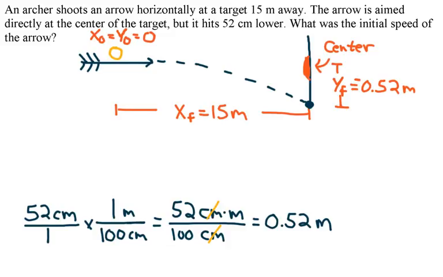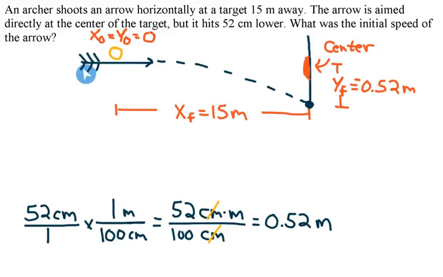I waited to put that in there because this can change depending on where you define the origin. But because I'm defining the origin where the arrow begins, it falls from the origin downward, so that should be a negative sign with that 0.52 meters.